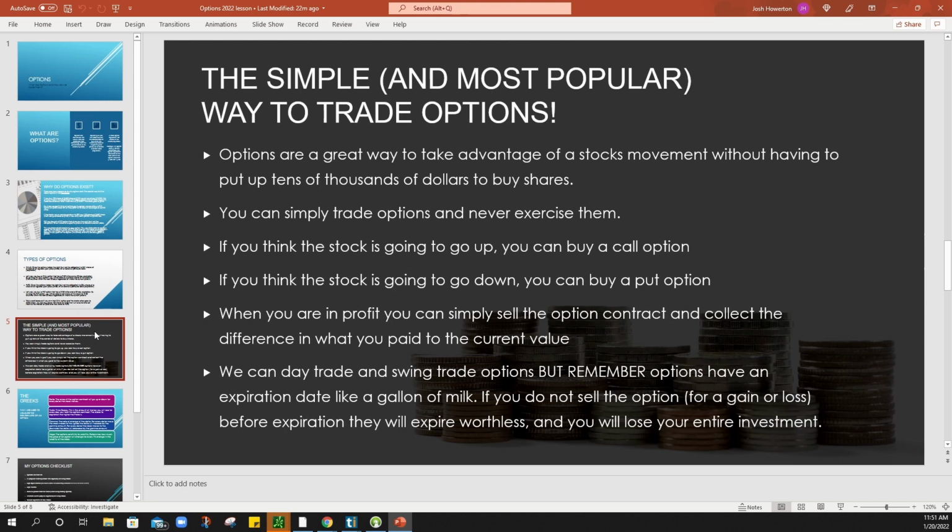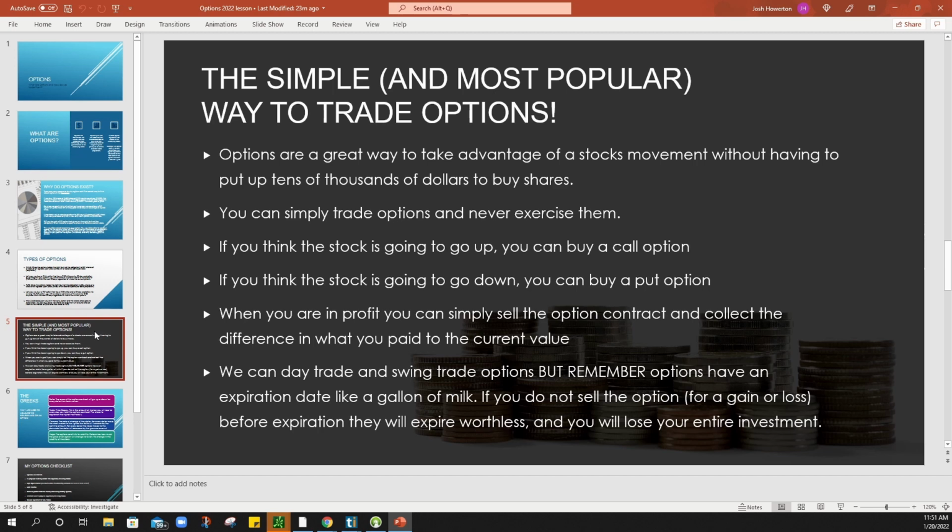You can simply trade options, but you never have to exercise that options contract. Remember, you have the right to do so, but you're not obligated to do so. So, how do we keep things simple? If you think the stock is going to go up, you would want to buy a call option. If you think the stock is going to go down, you can buy a put option. When you are in profit, you could simply sell the options contract and collect the difference from what you paid to the current value, right? That's how we make profits by trading options.